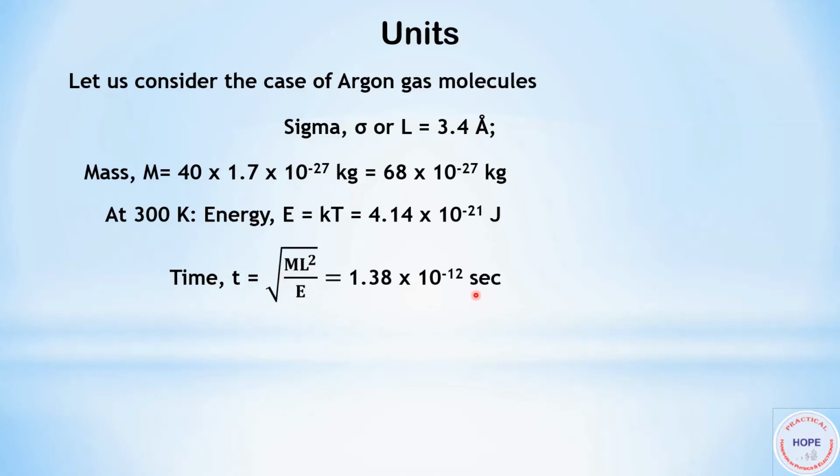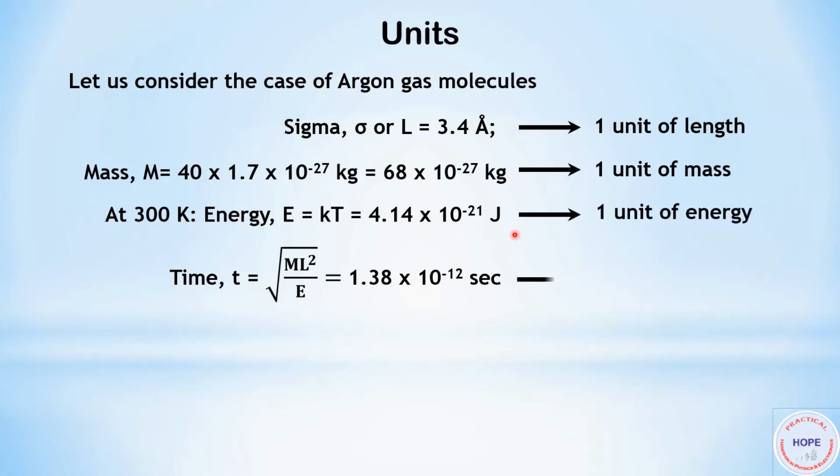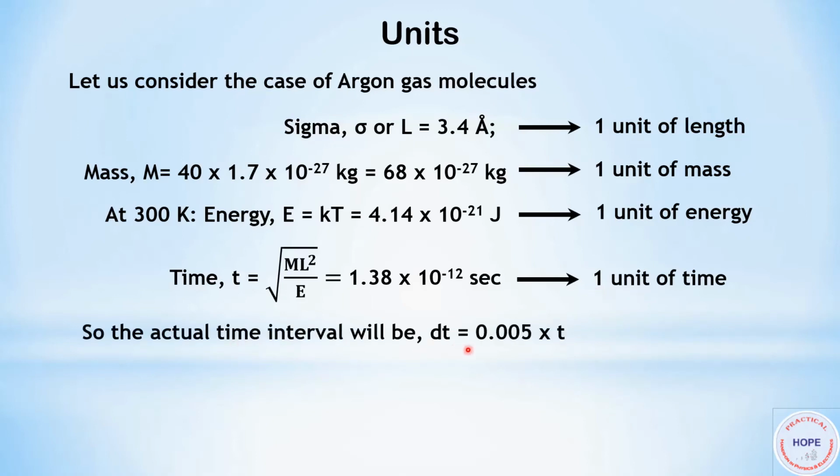So what we are considering here is L or sigma is the unit of length. If we are considering one length, then that means 3.4 angstrom. 68 into 10 raised to the power minus 27 kg is the unit of mass. E equal to kT is the unit of energy. And small t is the unit of time. So the actual time interval will be 0.005 multiplied by small t.